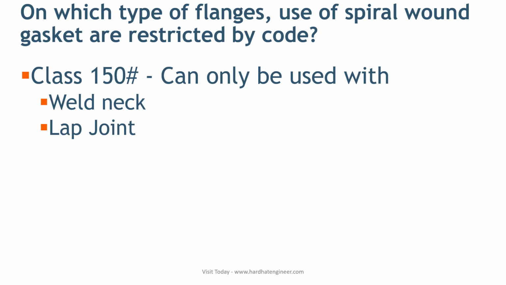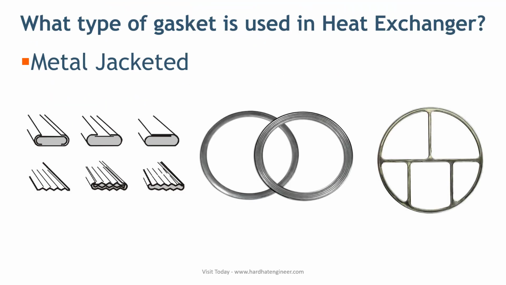The last question of this video is, what type of gasket is used in heat exchanger? Metal jacketed gasket are commonly used in heat exchangers. In metal jacketed gasket, soft filler material is enclosed in a thin sheet of metal jacket. You can see the image of the channel cover gasket.